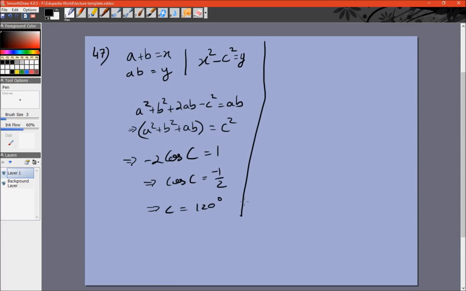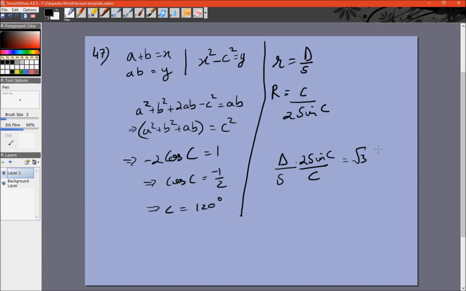We need the ratio of the inradius to the circumradius. We know the formula for both of them. The inradius is simply delta by s, where delta is the area of the triangle, and the circumradius has many formulas of the form a by 2 sin A, b by 2 sin B. We'll just use c by 2 sin C. So the ratio of the two of them will be delta by s into 2 sin C by c. Sin C we can directly put. Sin of 120 degrees is root 3 by 2, so 2 sin C will be root 3. So this is equal to root 3 delta by s into c.